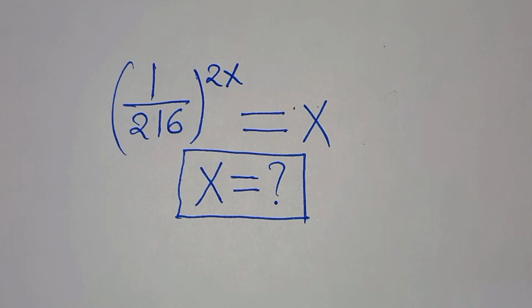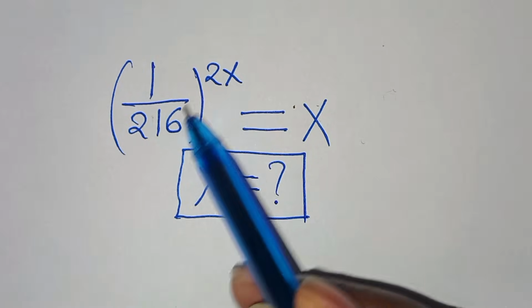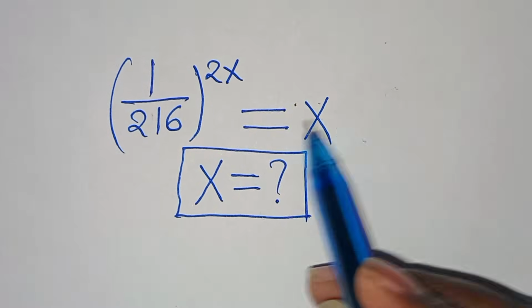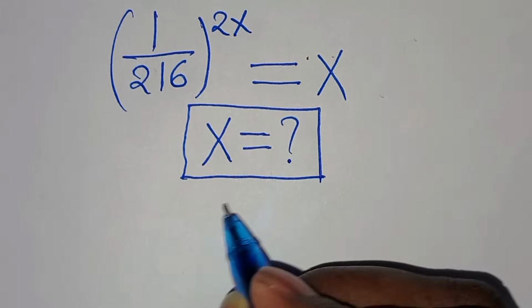Hello everyone, you're welcome to solve this nice math problem, which is 1 over 216 raised to the power of 2x. This is equal to x. So what is the value of x? Now let's provide a solution from here.